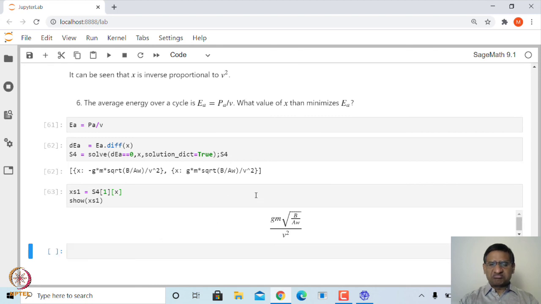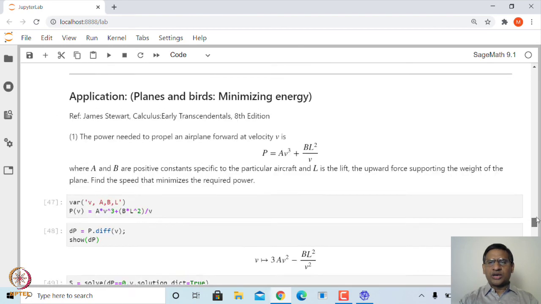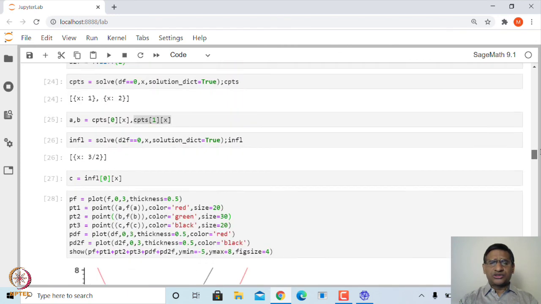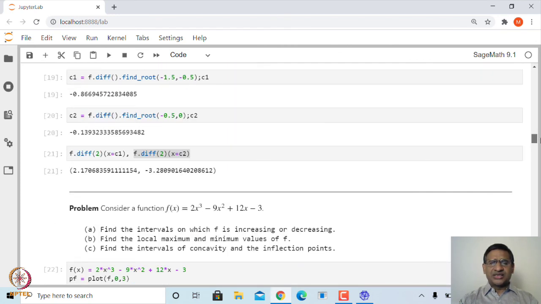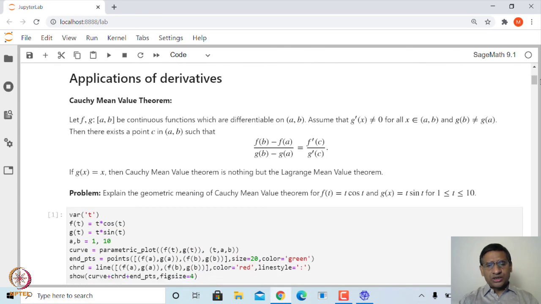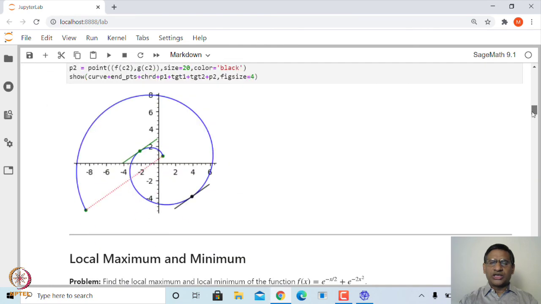So, these are some applications of derivative, and you can look at more applications solving these problems of minimum, maximum, etc. This is basically very easy in SageMath. Whenever you are unable to find the closed form of the critical points, you can use the numerical local maximum, local minimum functions, that is find_local_maximum and find_local_minimum. Similarly, to compute the critical points, you need to use the find_root function, but first you need to plot the graph of this function.